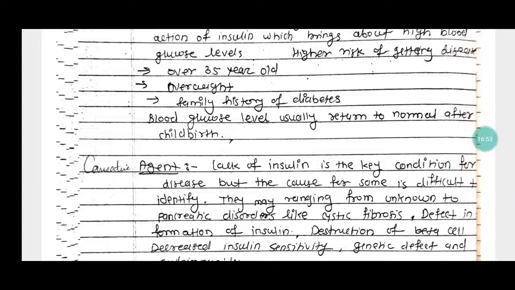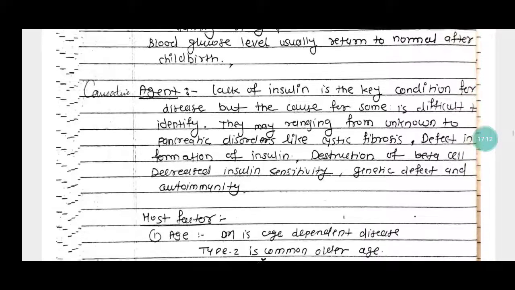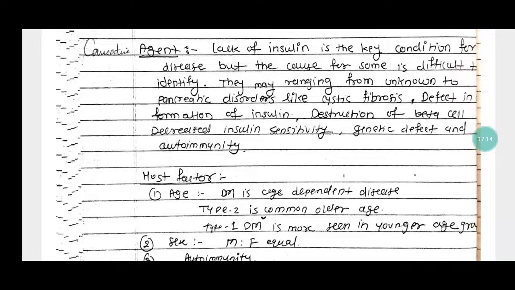As for the causative agent of diabetes mellitus, a lack of insulin is a key condition for the disease, but the cause for it is difficult to identify. Causes may range from unknown pancreatic disorders like cystic fibrosis, defects in the formation of insulin, destruction of beta cells, decreased insulin sensitivity, genetic defects and atony. Even the host factor for diabetes mellitus is age. So this is an age dependent disease.